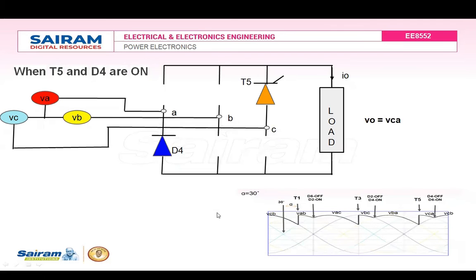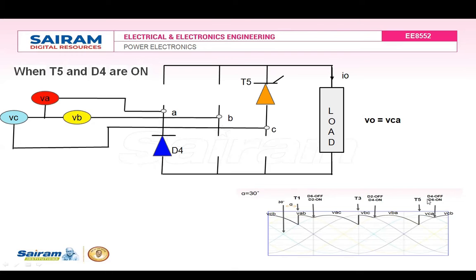Next, T5 is triggered. When T5 is triggered, T5 will conduct along with D4. So current will flow from C through T5, through the load, through D4 and back to A. So the load is connected between the terminals C and A, hence the load voltage is equal to VCA.